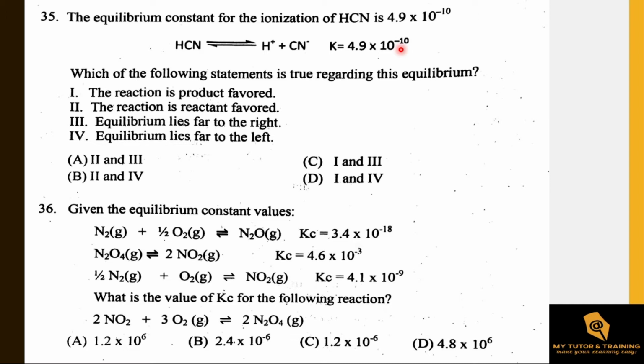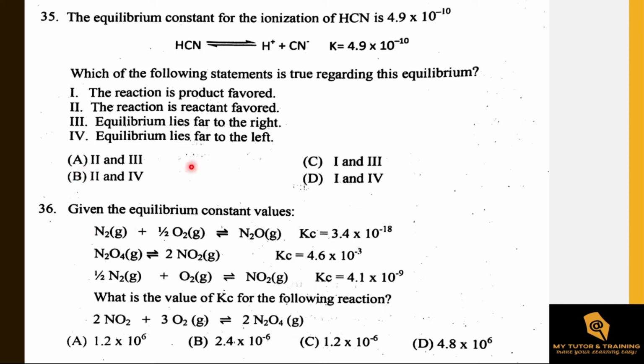So the value of K is much less than 1, so the formation of reactants is favored for this reaction, and equilibrium lies far to the left. So the correct statements are 2 and 4, and the correct answer for this problem is B.